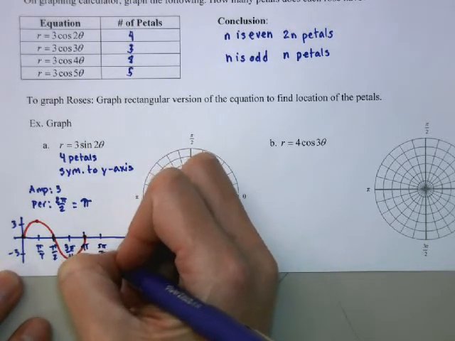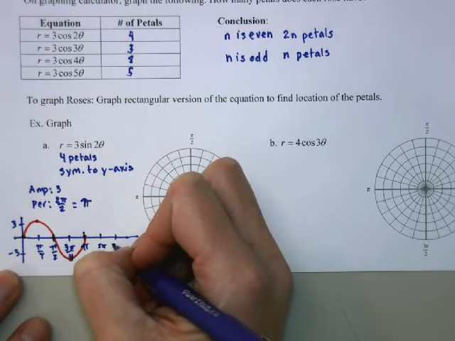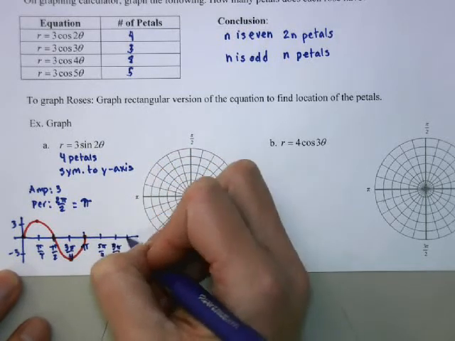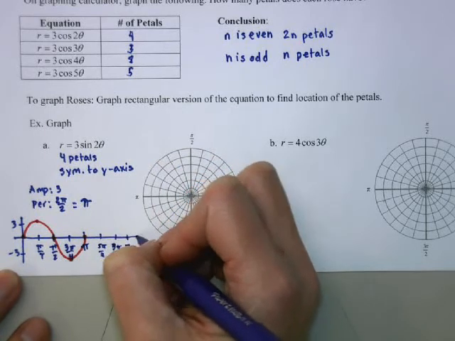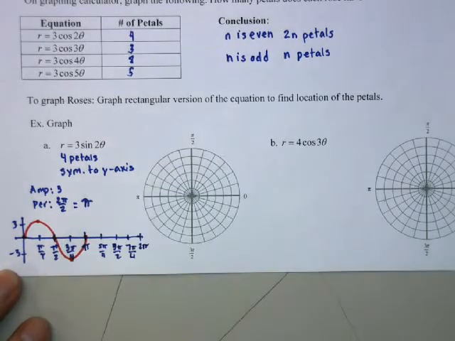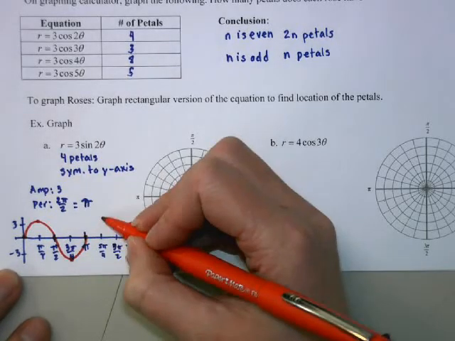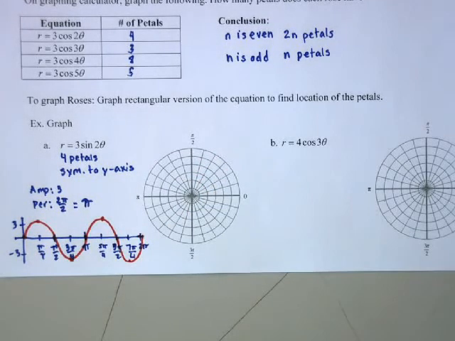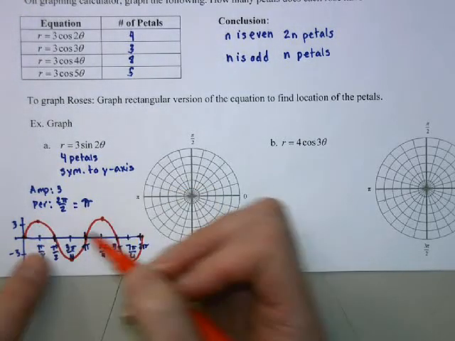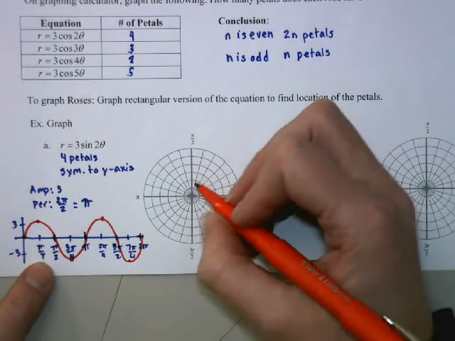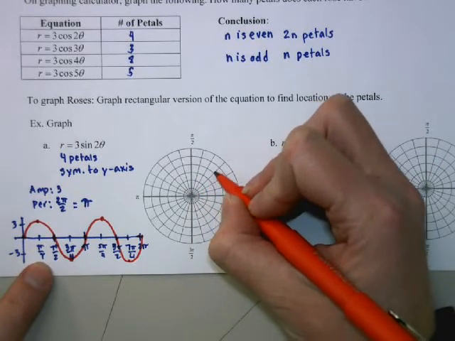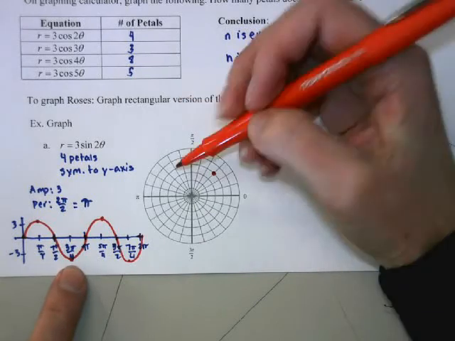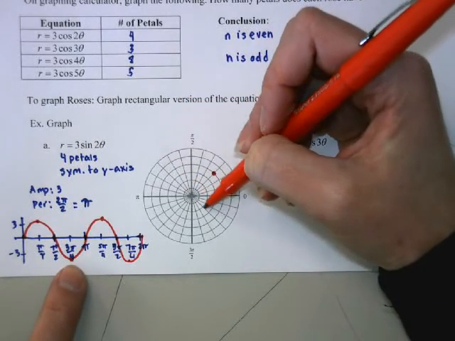So this will be 5 pi over 4, 6 pi over 4, 7 pi over 4, and 8 pi over 4. Okay, so each of those max and mins are the location of the petals. So our first one is at pi over 4. So I'm going to go to pi over 4. I'm going to go out 3 units. 1, 2, 3, 4. The second one's at 3 pi over 4, but it's at negative 3.